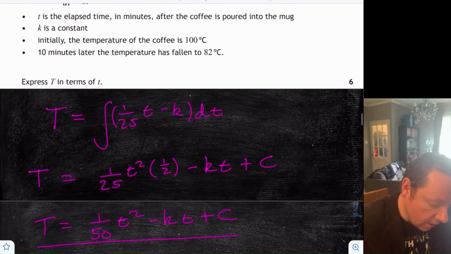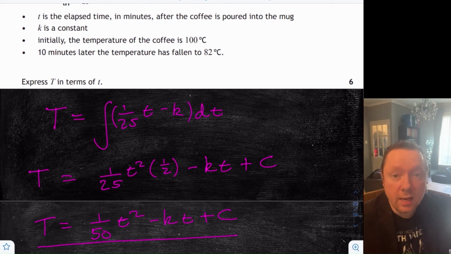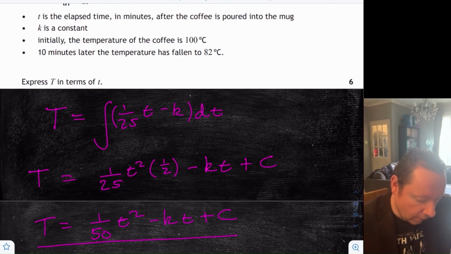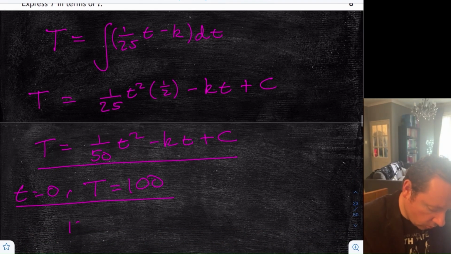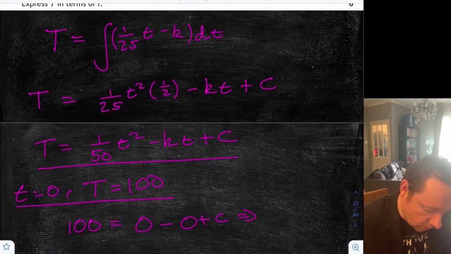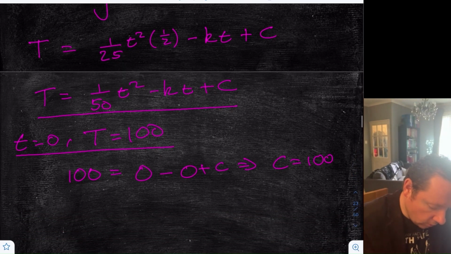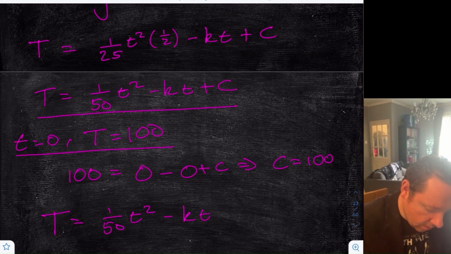Luckily we're given some information. It says initially the temperature of the coffee is 100 degrees, 10 minutes later the temperature has fallen to 82 degrees. Express T in terms of t. So first step, we know that initially when t is 0, the temperature is 100. So we can say that when t equals 0, big T equals 100. Subbing all that in, we get 100 equals 0 minus 0 plus c. In other words, c equals 100. So we've now got T equals 1/50th of t squared minus kt plus 100.